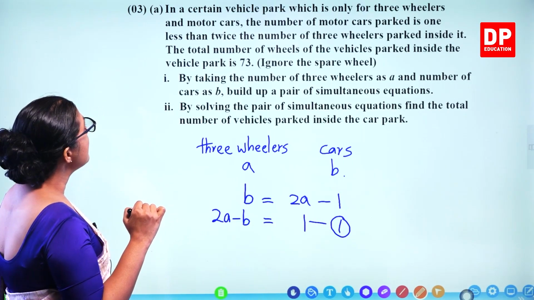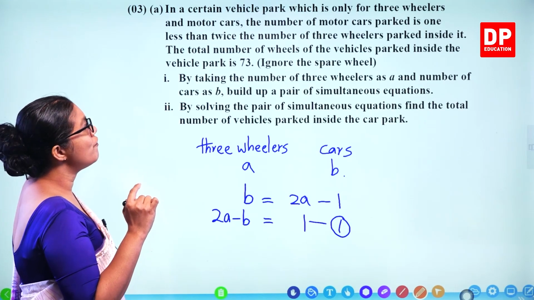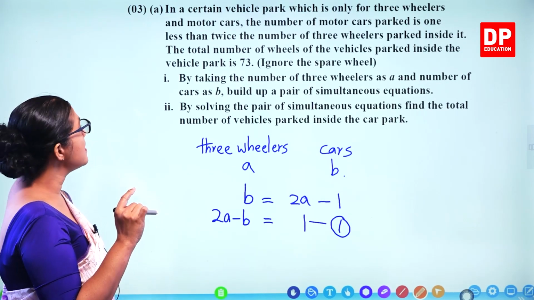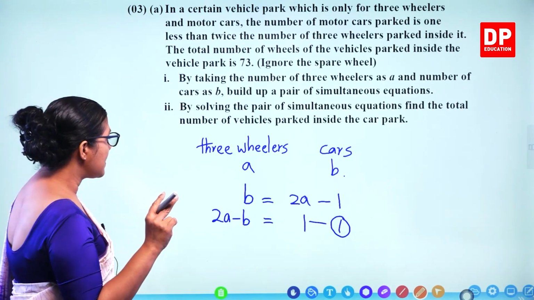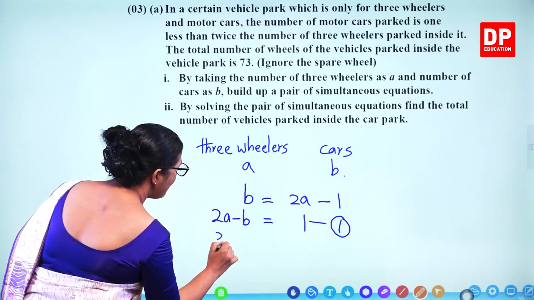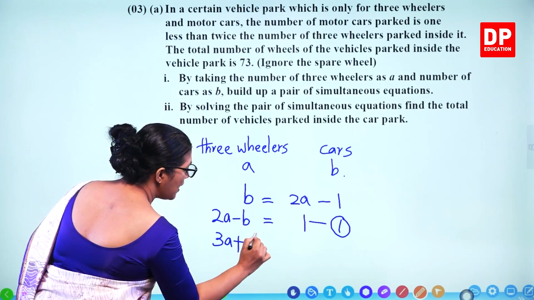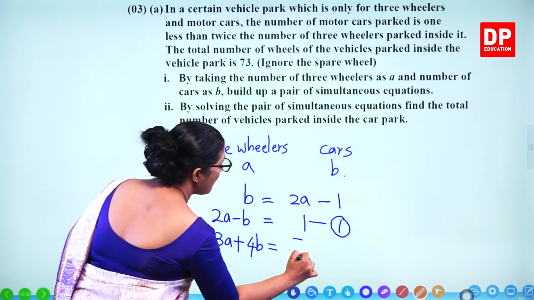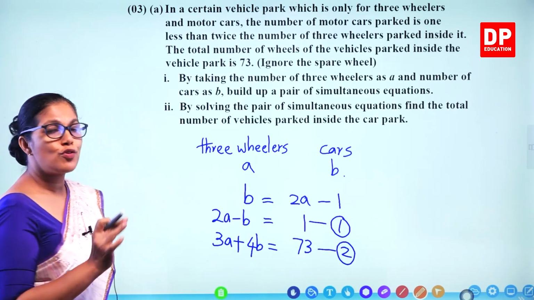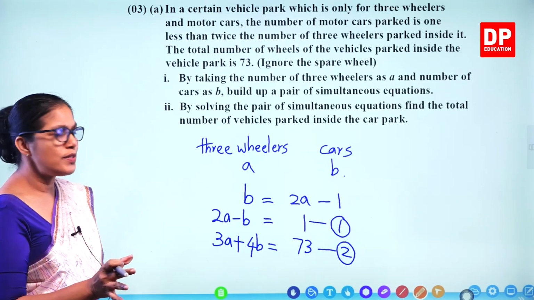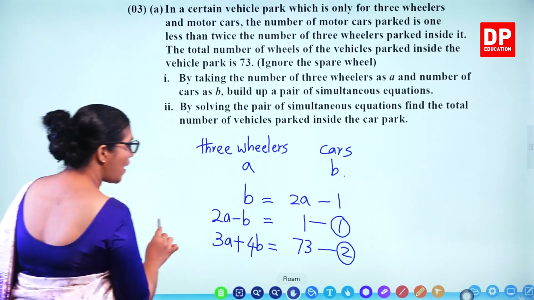Now let's read the next one. The total number of wheels of the vehicles parked inside the vehicle park is 73. So in three-wheelers, 3 wheels are there. So 3A plus cars 4 wheels, 4B. The total is 73. That's your second equation. Now we have 2 equations and 2 unknowns. We can solve it. So you have to make the same coefficient.